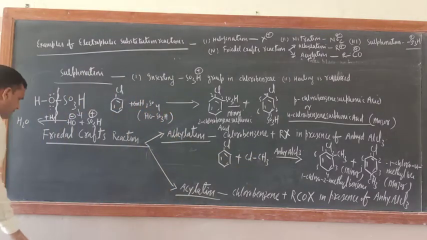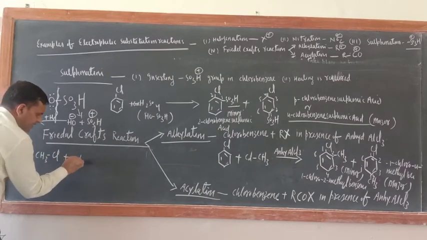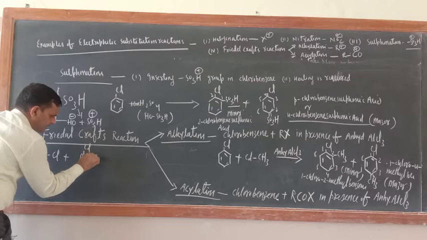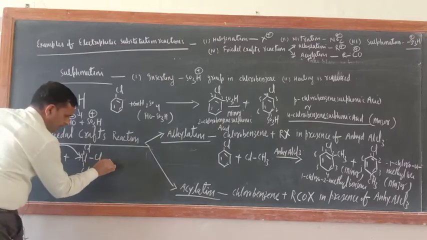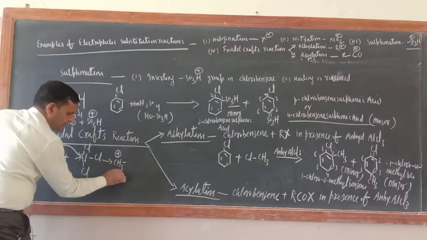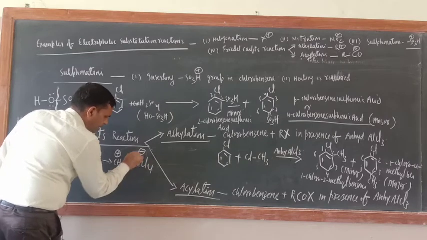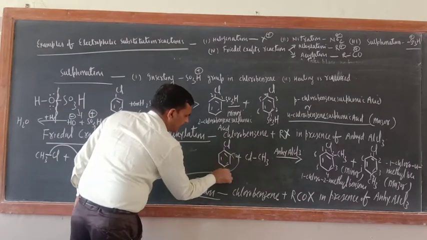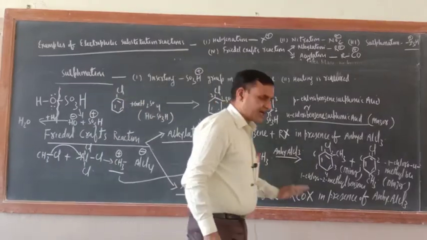Just check here, CH3Cl plus AlCl3. This is an electron deficient compound. The Cl will go here along with the bond pair electron. So here CH3 positive, the methyl electrophile, is generated, and here AlCl4 negative. Now this is only attacking here and here. So this is alkylation. One more is there, acylation.